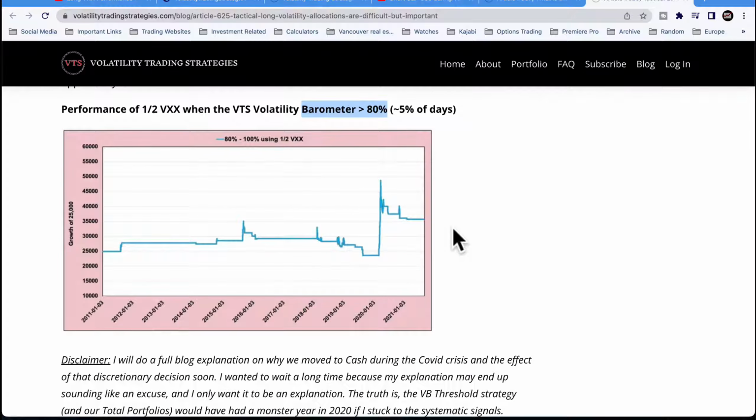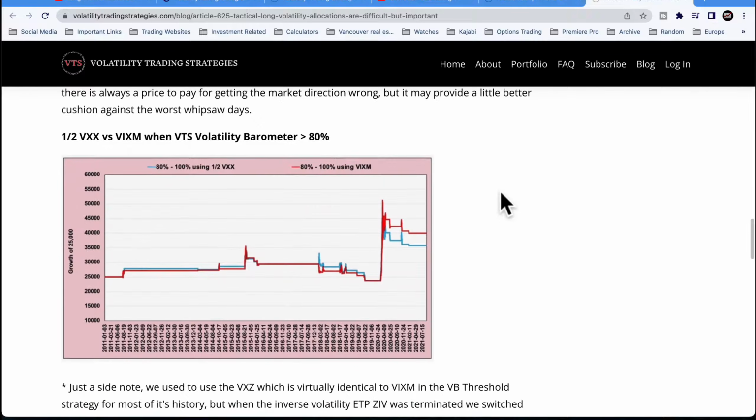Well, here's the 1/2 VXX. You can split it in half, so that when you get caught on the other side, your give back won't be as severe. That's the first thing you could do. The second thing that I showed you could do is use the VIXM. The VIXM is in red. You can see the results are even better. You get to keep a little bit more of your money.